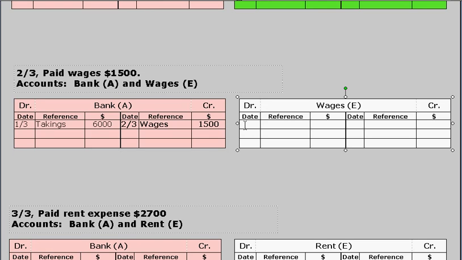Wages is an expense. It's gone up from nothing to $1,500. Double entry accounting rules say that must be a debit entry. So you put the date in, the name of the other ledger account, and the value, which is $1,500. So the value of the debit equals the value of the credit. The value of the debit always equals the value of the credit for any transaction. In total, debits always equals credits.